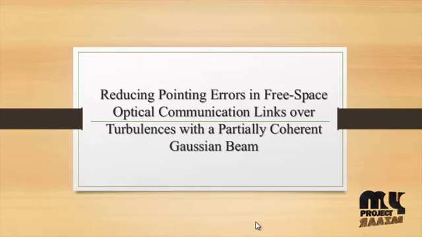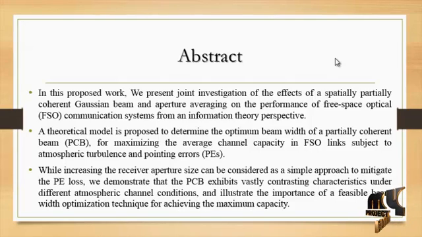Let us discuss reducing pointing errors in free space optical communication links over turbulence with a partially coherent Gaussian beam. Let us discuss the abstract of the project. Communication is the transfer of information between two or more points that are not connected by an electrical conductor. The most common wireless technology uses radio. With radio waves, distance can be short, such as a few meters for television, or as far as thousands or even millions of kilometers for deep space radio communication.